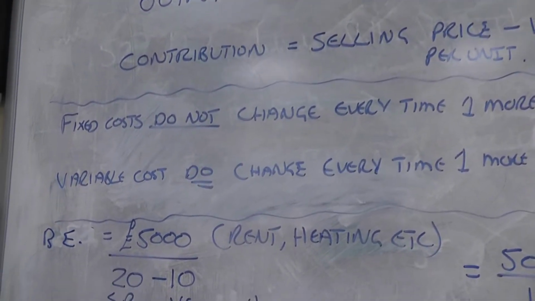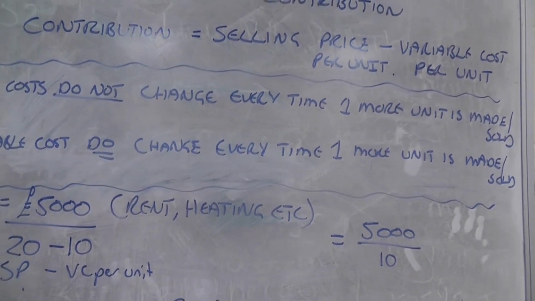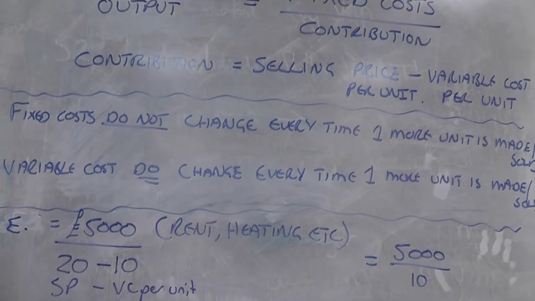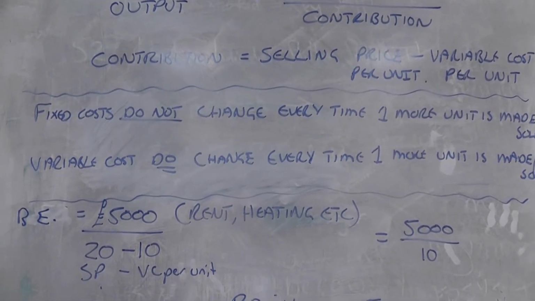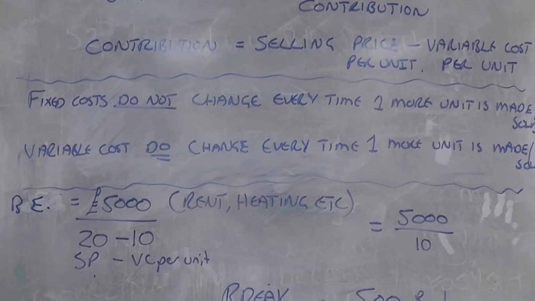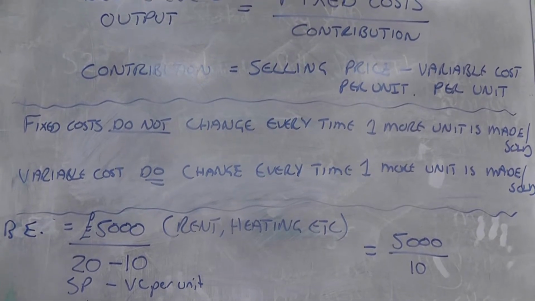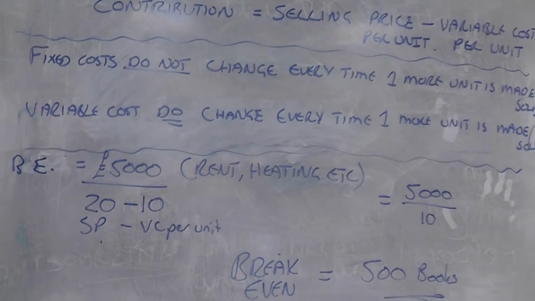Variable costs are the costs that do change every time one more unit is made or sold. For example, raw materials, for example, commission, for example, packaging. So every time we make one more football or whatever it is we might be making, we have to buy more raw materials. Okay, so let's calculate the break-even for my bookshop to take to the dragons.